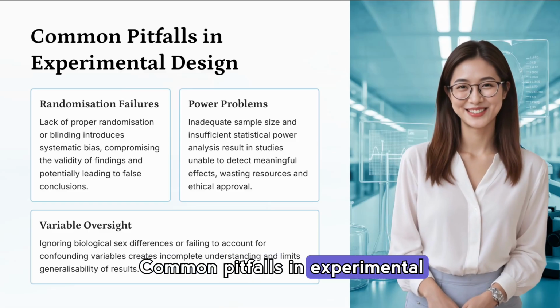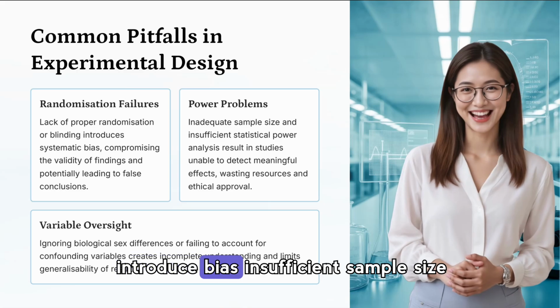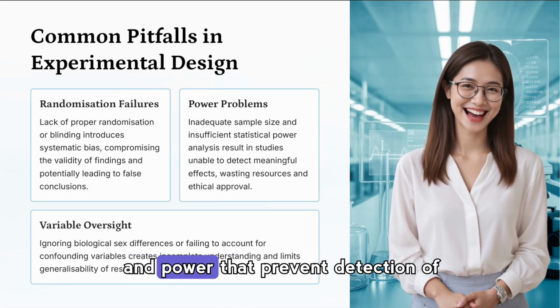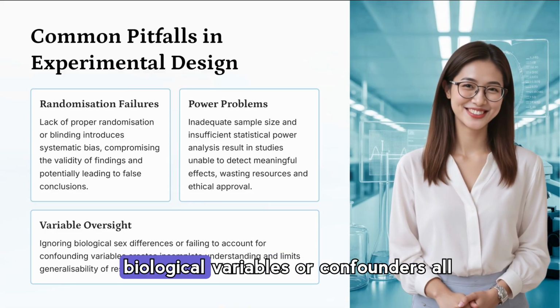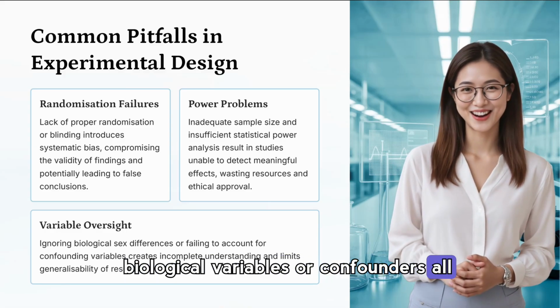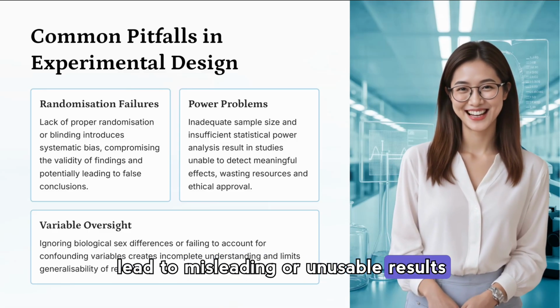Common pitfalls in experimental design include failures in randomization or blinding that introduce bias, insufficient sample size and power that prevent detection of real effects, and overlooking important biological variables or confounders, all of which can limit generalizability and lead to misleading or unusable results.